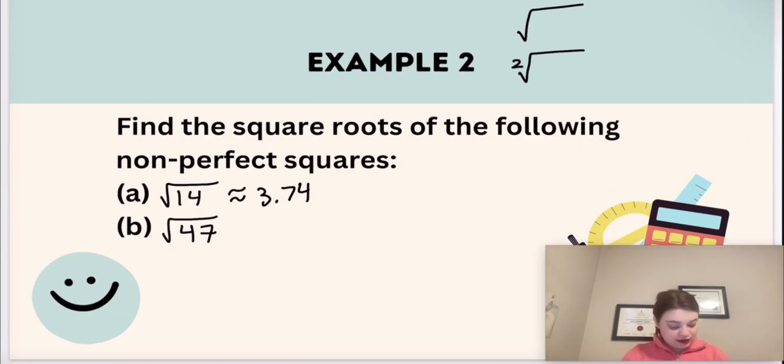Okay, let's do the same thing for 47. So square root of 47, if we punch that in the calculator, I'm getting 6.855654 and a bunch of other numbers. So I'm going to round that off to say that this is about 6.86. I'm going to round that second 5 up to a 6.